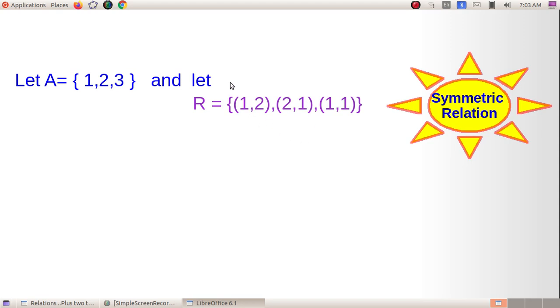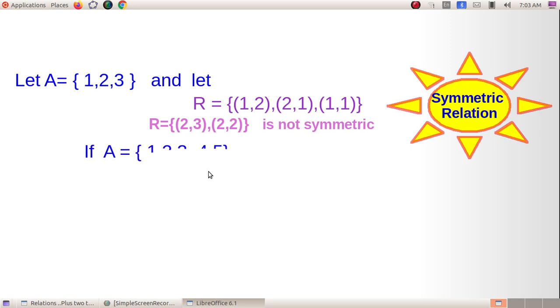If I delete both (1,2) and (2,1), is that relation symmetric? Correct, sure. What is the reason? Then the only element in R is (1,1) and the reversed element of (1,1) is (1,1) itself. Hence the relation is symmetric. Let's take another example. R equals {(2,3), (2,2)}. Is this relation symmetric? No. The reason: (2,3) is here, but its reversed element (3,2) is not here. Therefore this relation is not symmetric.